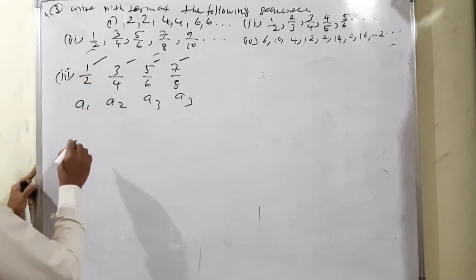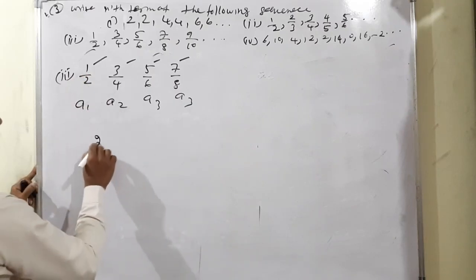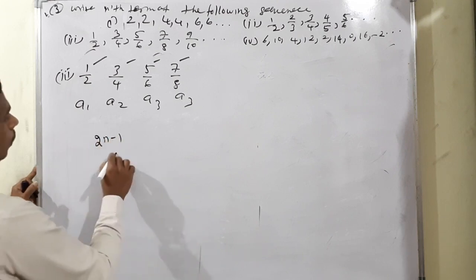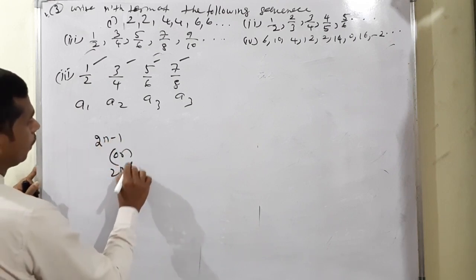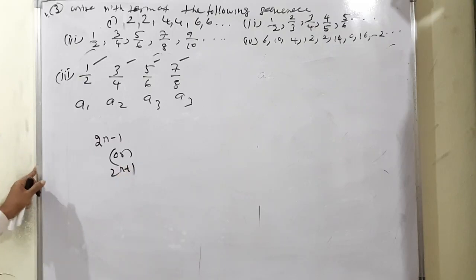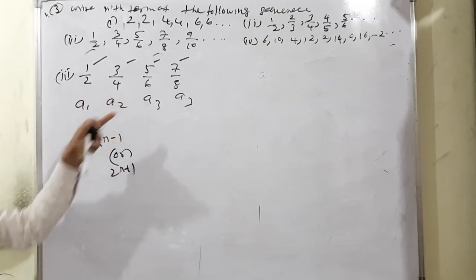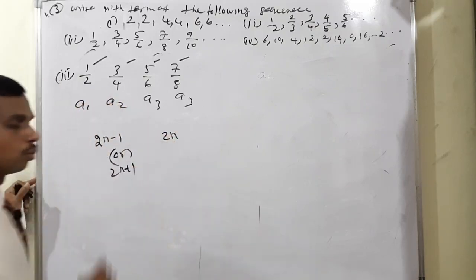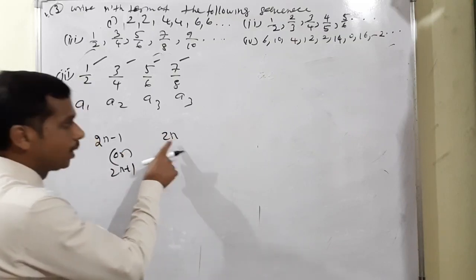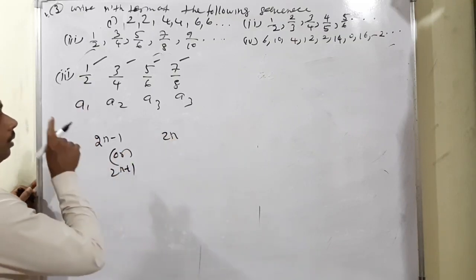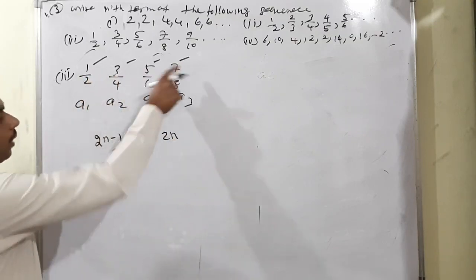So, first condition, odd number. Odd number means definitely 2n minus 1 or 2n plus 1. For the denominator, even number means we can write only 2n. If you take n equal to 1, it means 1 into 2, true. But check the numerator very clearly: 1, 3, 5, 7 is there.